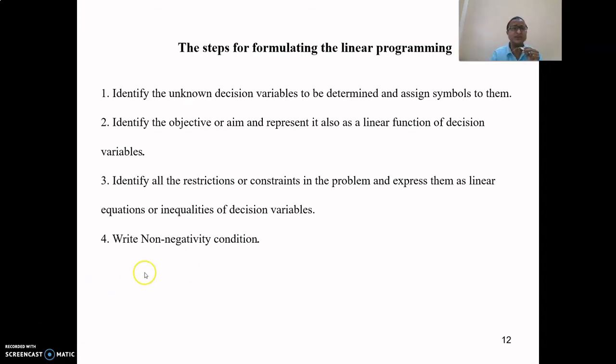And lastly is the non-negativity condition. Whatever the resources are, they are physically available and their availability should be greater than or equal to 0. So lastly we have to write the non-negativity condition. Now how to use these steps?